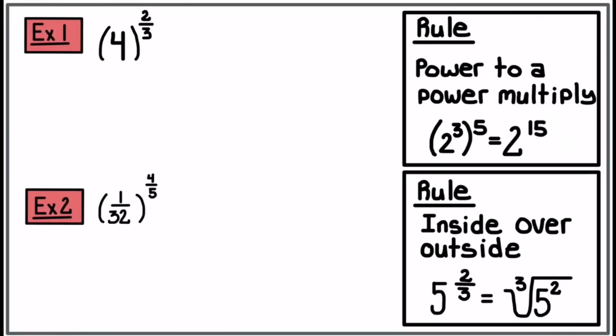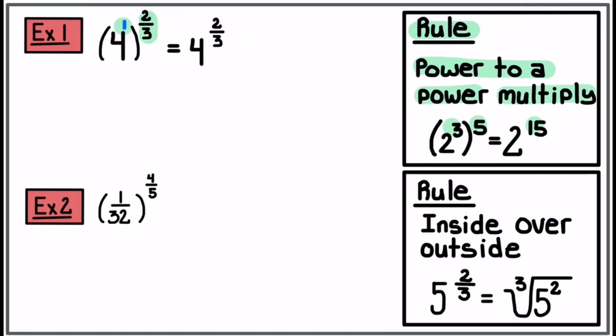The first rule you need to remember is power to a power, multiply. All right, so there as an example, I have 2 to the power of 5. So power to a power multiply, 3 times 5 is 15. The exponent on 4 is 1. So let's apply power to a power, multiply, and I'm going to have 4 to the 2/3 power.